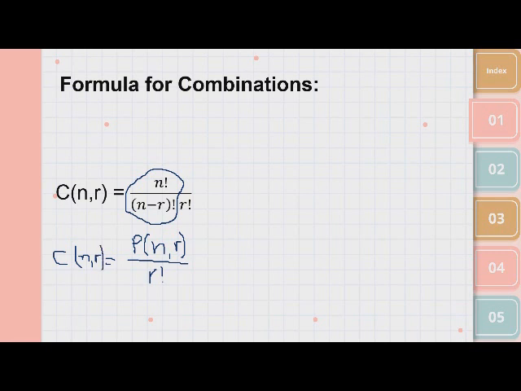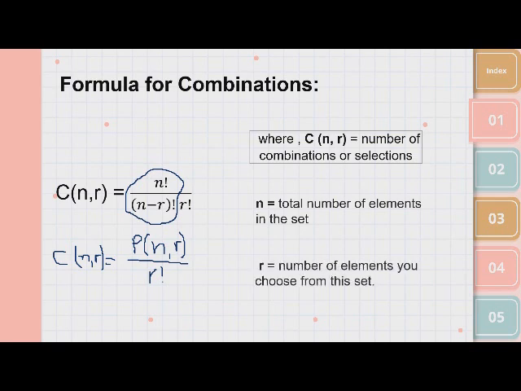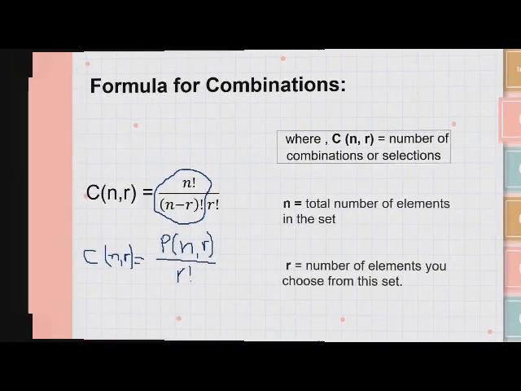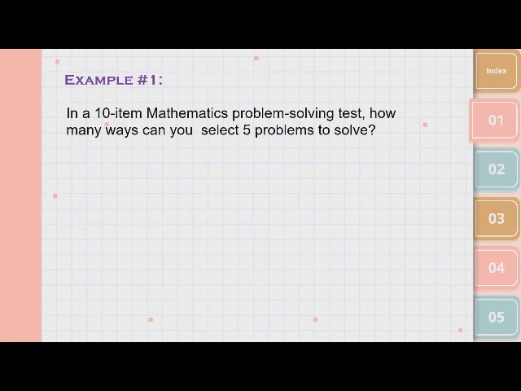So we have that formula for the number of combinations. Then n is the total number of elements in the original set, and r is the number of elements you choose from this set, or the number used at a time. How many at a time? That will be your r. Always remember that formula.